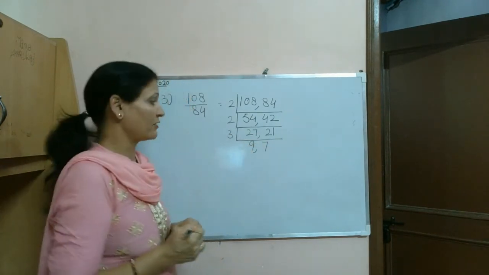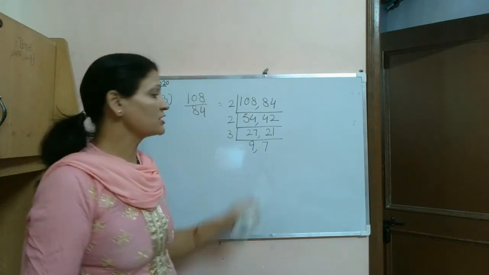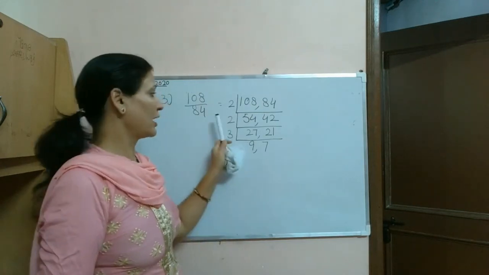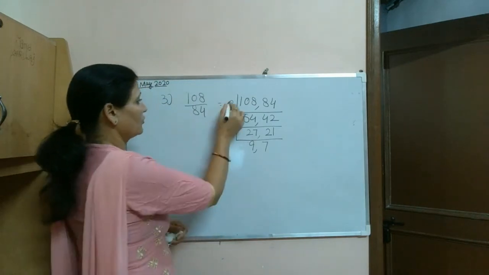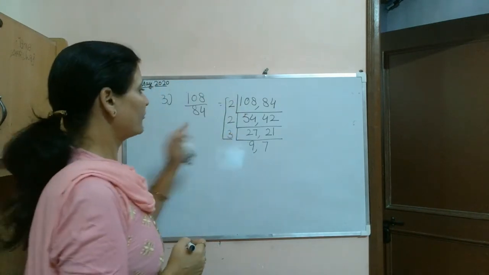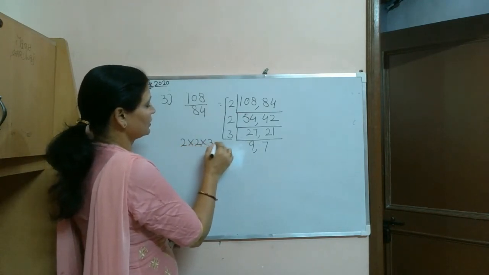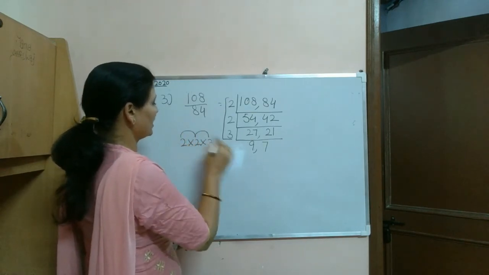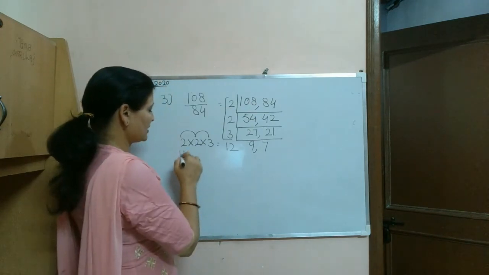Now 9 and 7 are both prime numbers. So we leave this question here. 9 and 7 are both prime numbers, and we will do this question like this. And now take the digits which are on the left hand side: 2 into 2 into 3. Now we will multiply. 2 2s are 4, 4 3s are 12. So 12 is the HCF.